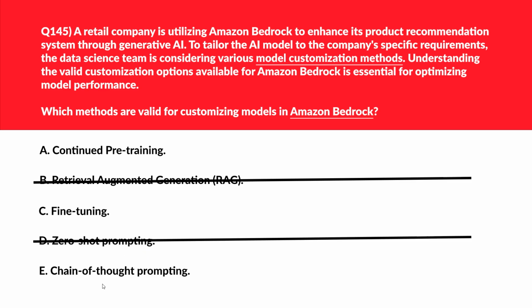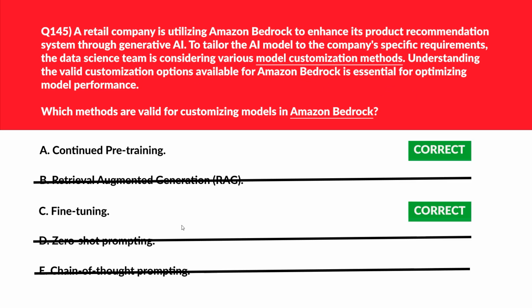Option E says chain of thought prompting. Chain of thought prompting involves structuring prompts to guide the model's reasoning process rather than modifying the model's training or parameters. So this is incorrect. We are left with options A and C, and these are the correct answers.